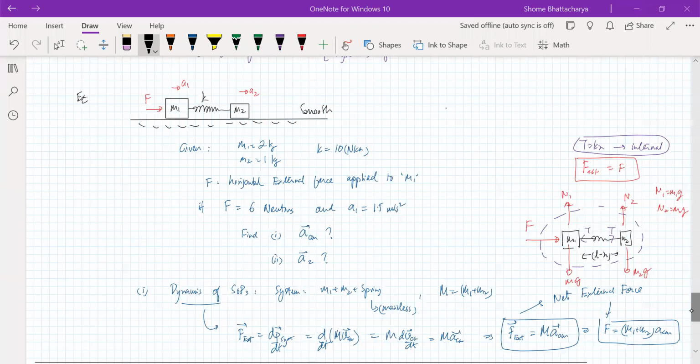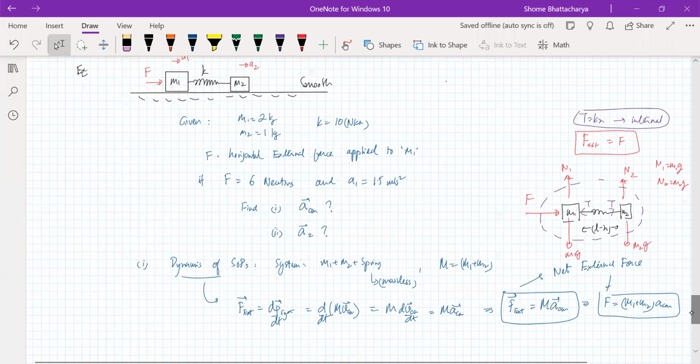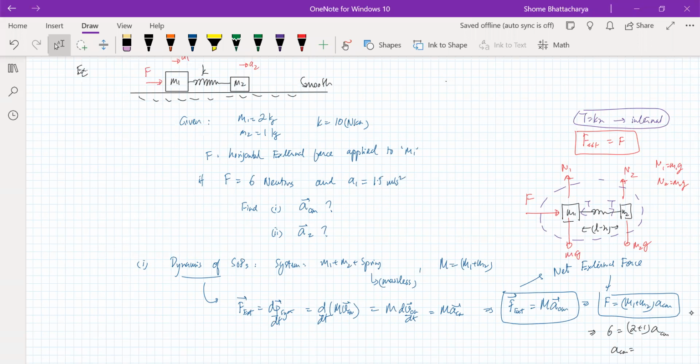So the answer to the acceleration part is actually very simple. We don't need to solve the FBD and all that. We just need to substitute the values, that we are applying an external force of 6 newtons and the total mass of the system is 3 kg. Then the acceleration of the center of mass will be 2 meters per second square. That's done with the first part. Now for the second part, that is where your free body diagrams will come in. So just try that out also.